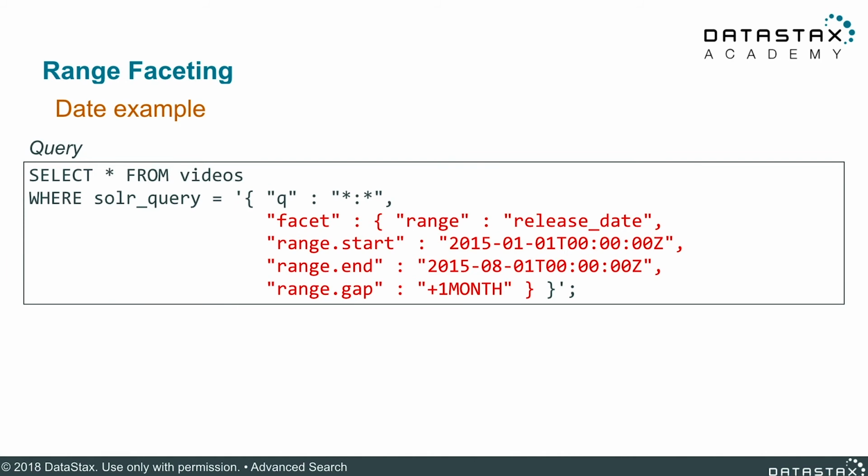Notice the format of the start and the end values. And notice the +1 month syntax used to specify the interval between ranges. The faceting output is similar to what we saw with numeric fields, but the buckets are keyed by dates.